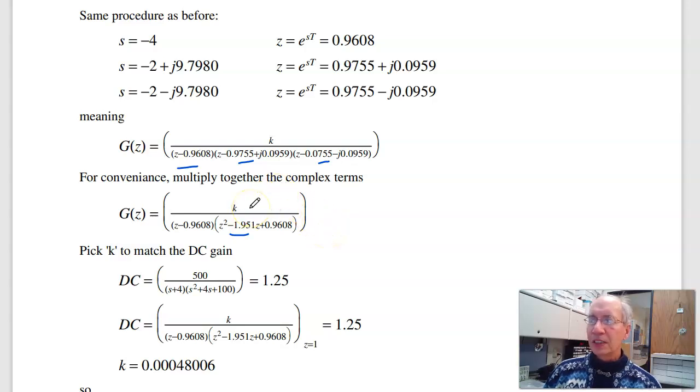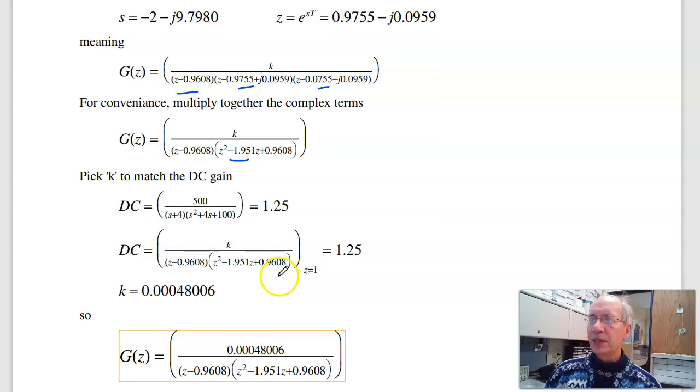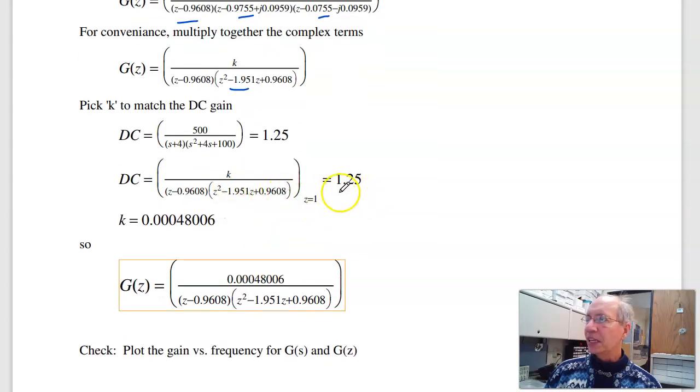To find k then, match the gain somewhere like DC. The DC gain of g of s is 1.25. Pick k to make the DC gain also 1.25. And here k is 0.00048. So there's g of z.